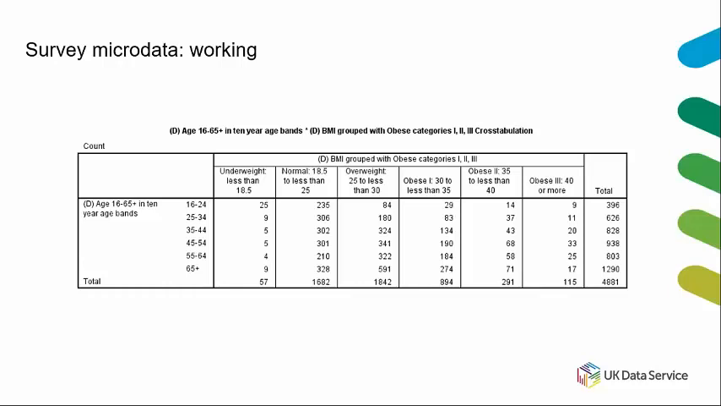Another example, this is a cross-tabulation of BMI by age group from the 2014 Health Survey for England sample. So cross-tabulation is the method to analyse the relationship between multiple variables so you can understand their correlation.